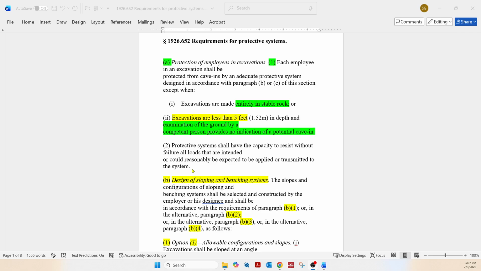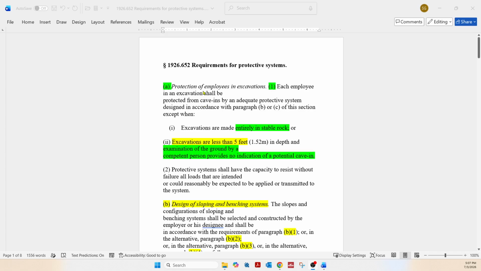Okay. Subsection 2 in the rules imply designated minimum resistance to load that are applied or transmitted to the system. What is that minimum? I think I just read it. Let's see. Excavation. No, wait a minute. Personal protective systems, design, sloping. Can I find it? Okay, I will find it. Shall have the capacity to resist. Right here it is. Answer to that. See, that's your second question.